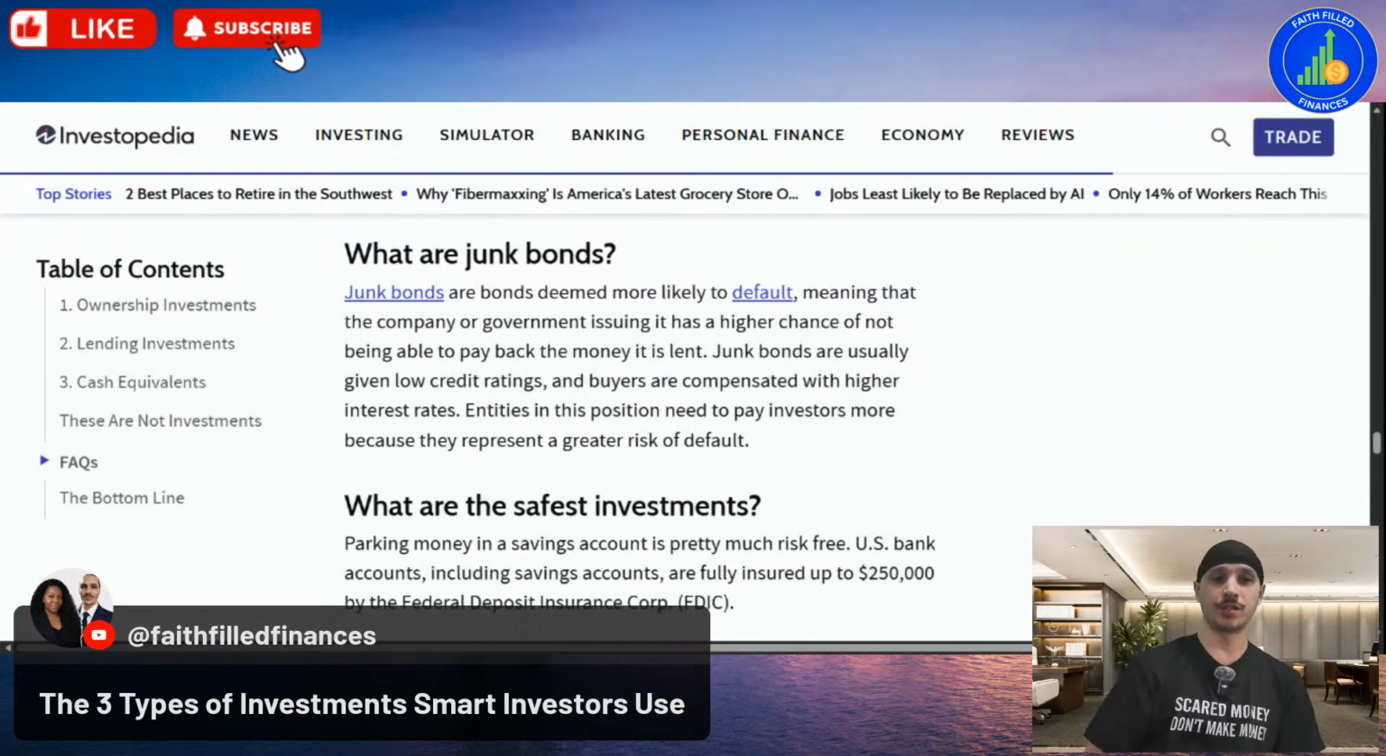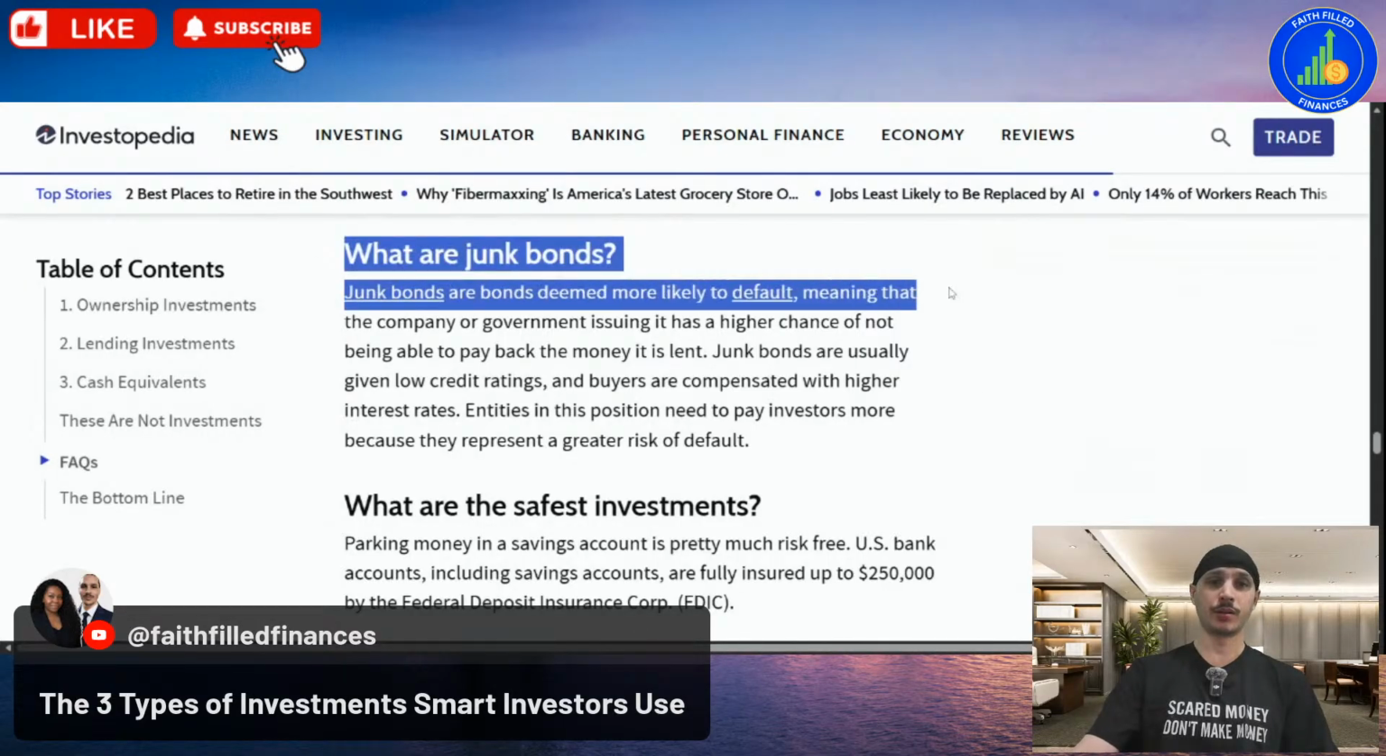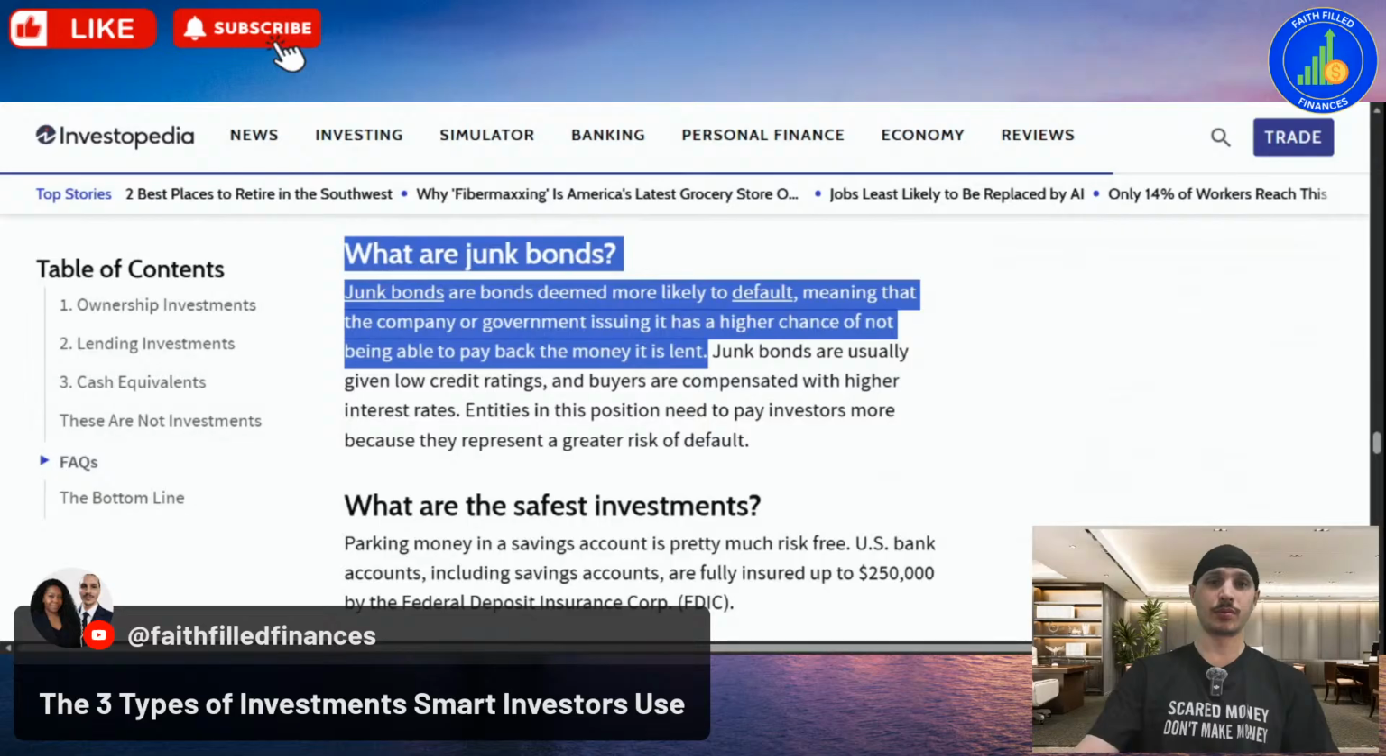What are junk bonds? Junk bonds are bonds deemed more likely to default, meaning that the company or government issuing it has a higher chance of not being able to pay back the money it is lent. Junk bonds are usually given low credit ratings, and buyers are compensated with higher interest rates. Entities in this position need to pay investors more because they represent a greater risk of default. Boom.